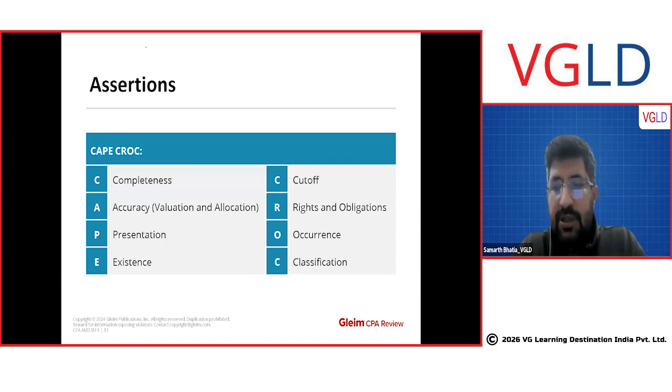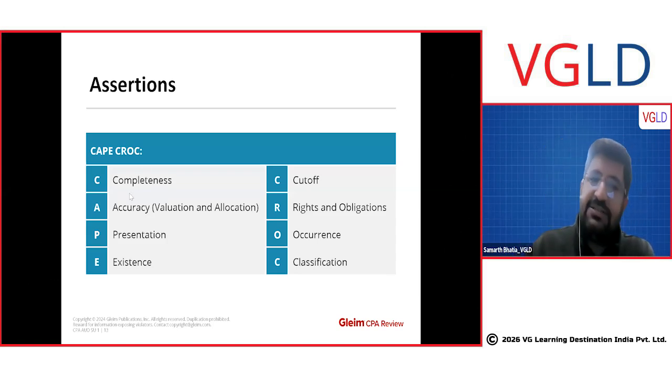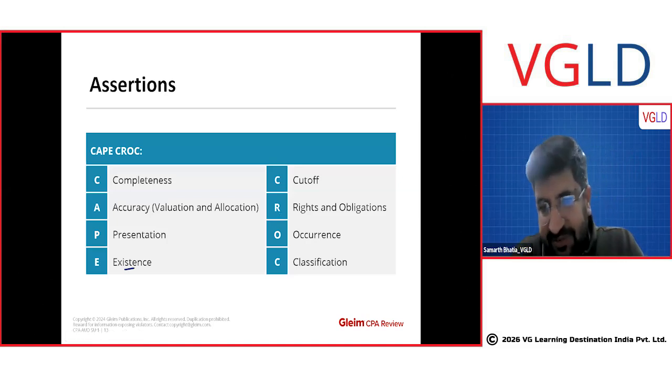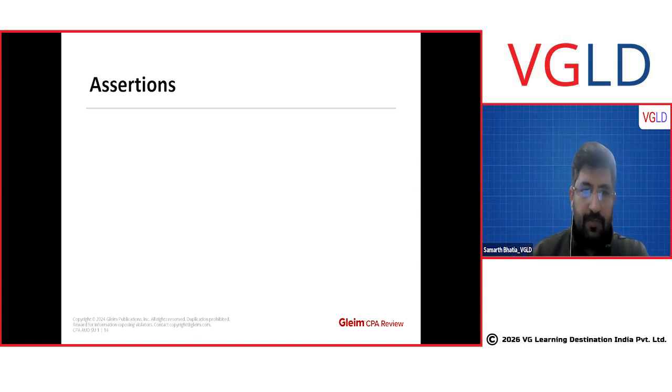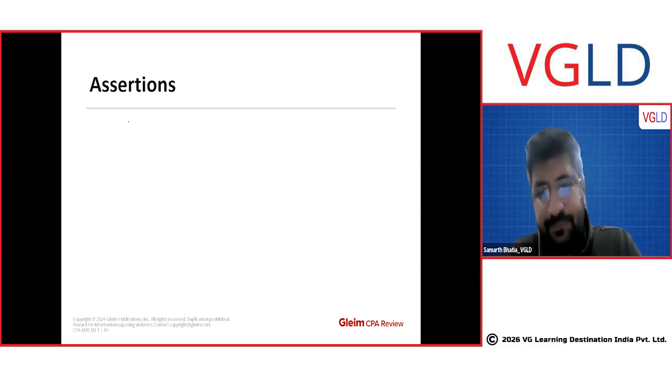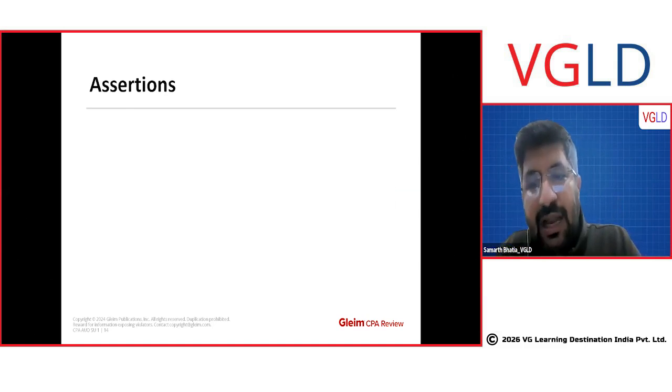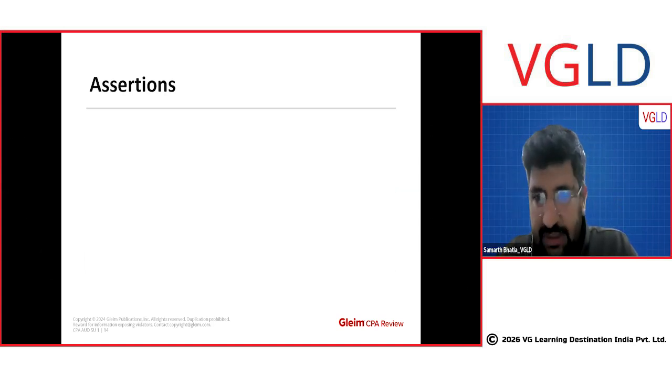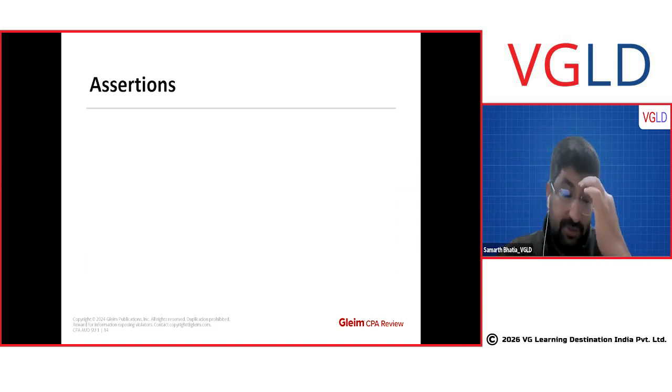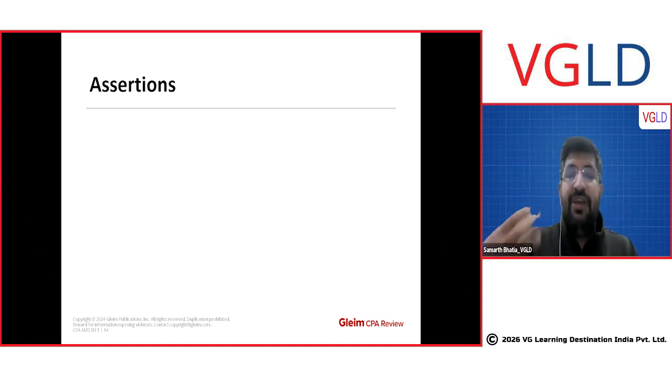So we are discussing this CAP CROC. These are the assertions. The mnemonic given is CAP CROC: Completeness, Accuracy, Presentation, Existence, Cutoff, Rights and Obligations, Occurrence, and finally Classification. There is an assertion regarding the transactions and events, and there is an assertion regarding the account balances and the related disclosures.